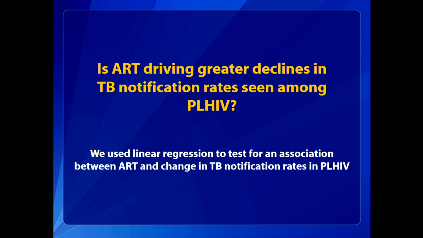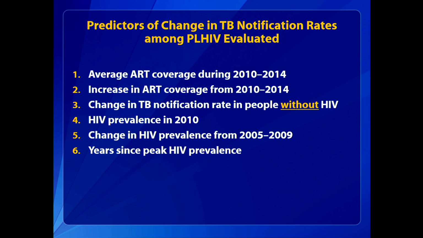But is ART driving the declines in TB notification rates seen among people living with HIV? If it is, then we might expect countries with better ART coverage to have greater declines in TB among people living with HIV. We use linear regression to test this association. We evaluated the following predictors of change in TB notification rates among people living with HIV. Average ART coverage during 2010 through 2014, increase in ART coverage from 2010 through 2014.